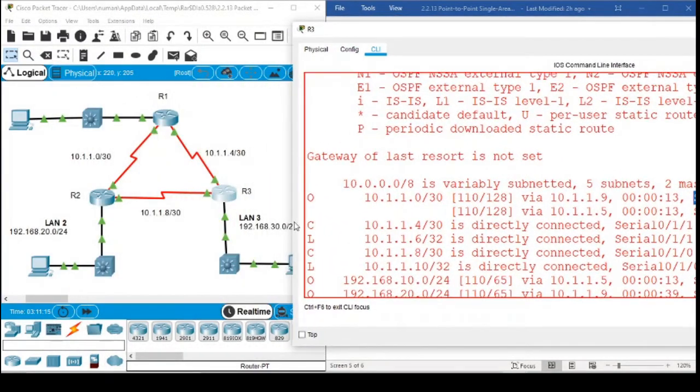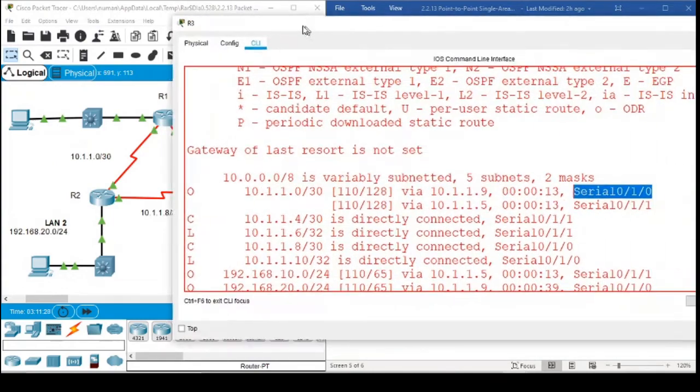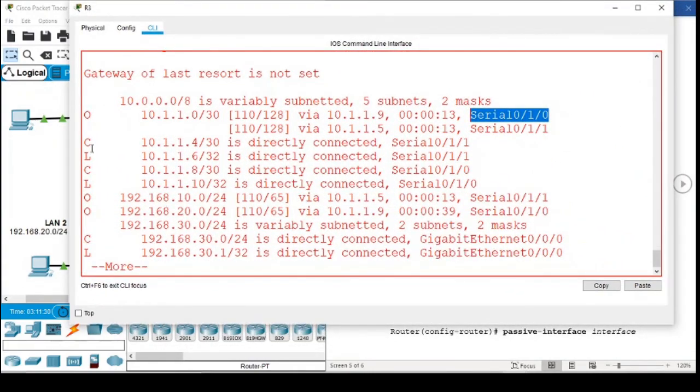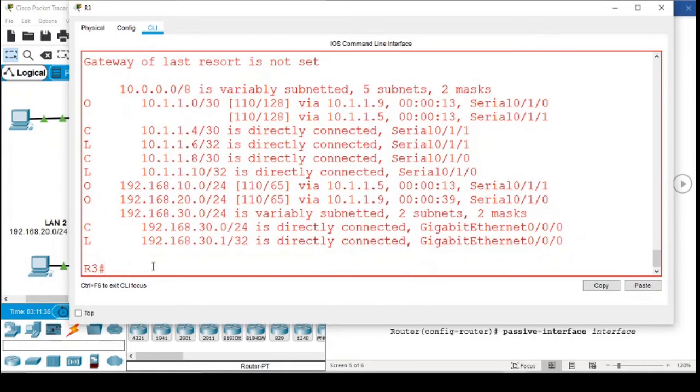Actually we have to check how many O's should be there. The easiest way: these three networks are directly connected for router 3. So what are the remaining networks? One network here, one network here, and one network here. So a total of 3 O's should be in router 3: one O, second O, and the third O. It means router 3 is fully converged and runs OSPF completely.